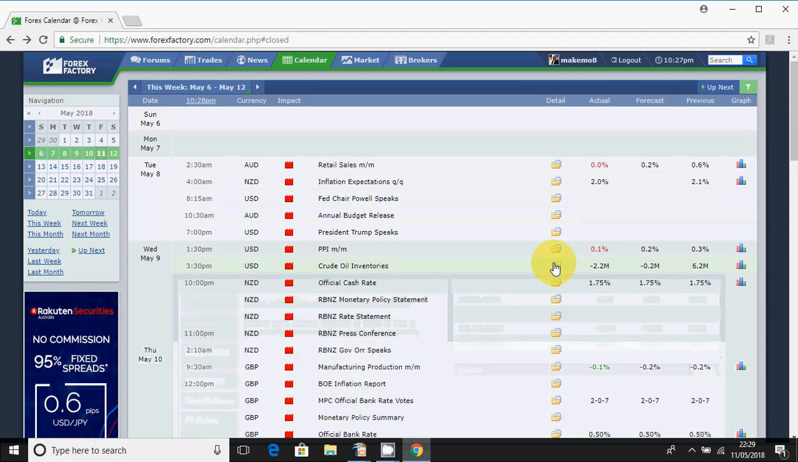Okay, so look at the number that is important. Okay, previously we have 6.2 million barrel. It's forecast that it will be bad, that we will not have that much, so we'll be having 0.2 million. However, it come out minus 2.2 million. So that means the actual figure is worse than the expected figure. Hence, it's bad for US dollar.